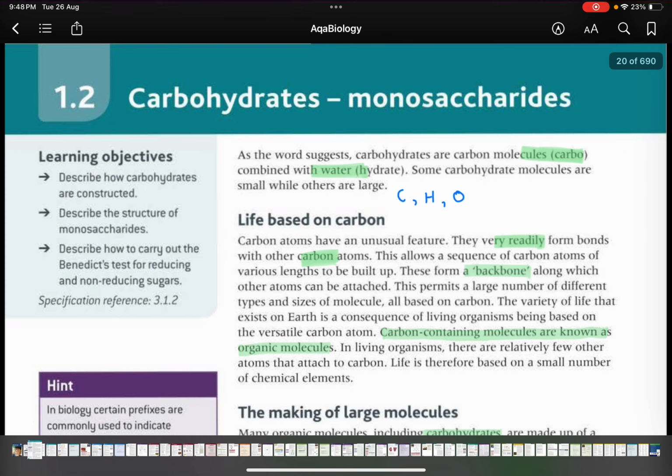Next we have carbohydrates, specifically monosaccharides. Okay, so carbohydrates are carbon molecules combined with water. And some carbohydrate molecules are small while others are large. And we're going to go into the nitty-gritty of everything in a minute.